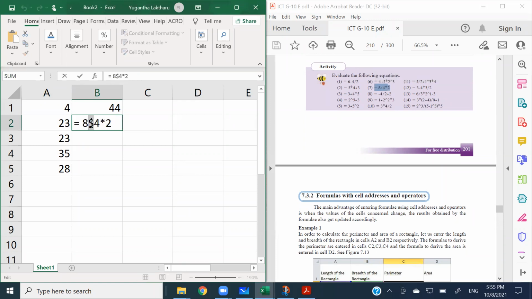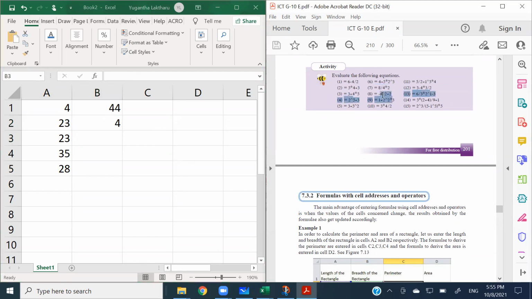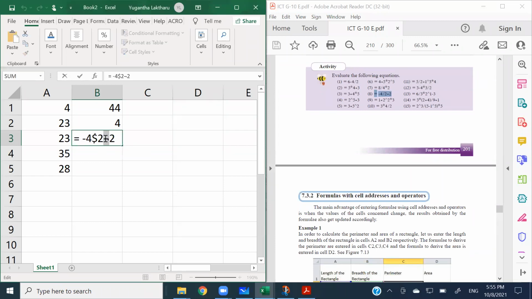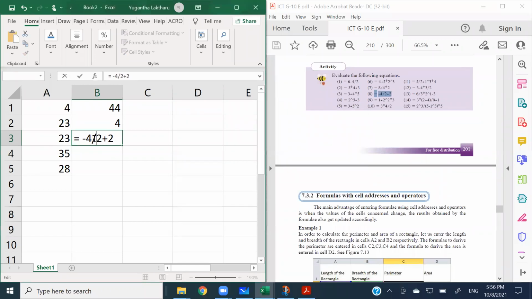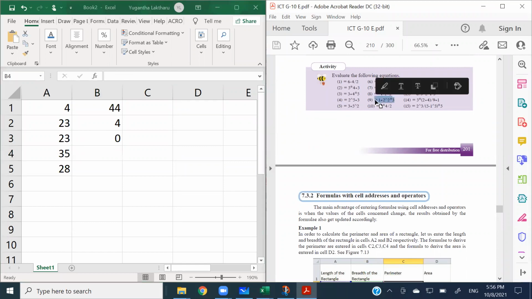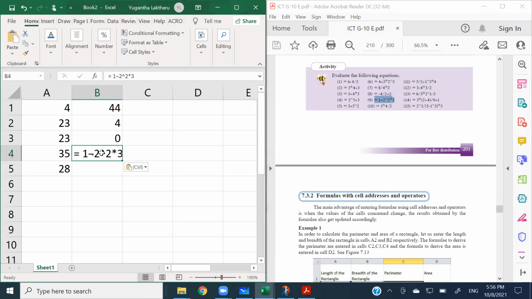4. All right, let's see whether it is 4. Yes, it is 4. 8. What should be the correct answer? 0. Let's check. Here we go. Oh, this one. Yes, it is 0. Very good. And for the ninth one, yes, 13. Yes, it is 13.